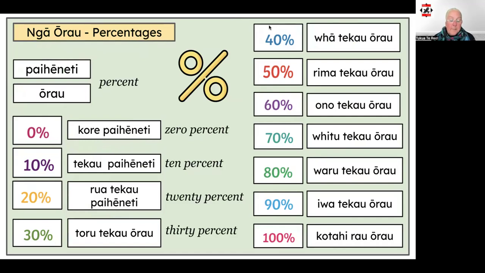Some kupu related to percentages now: paiheneti or oro, which can both be used for percent. When we want to say the percentage of something, we just blend it with the number. Some examples here: kore paiheneti, 0%; tekau paiheneti, rua tekau paiheneti, and so on. If you prefer using oro, there's some examples of that here too.